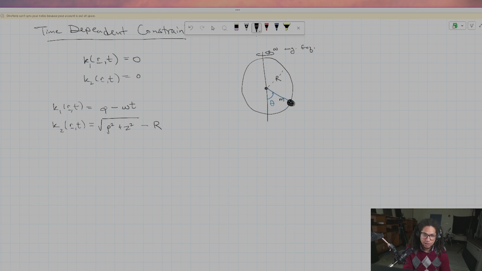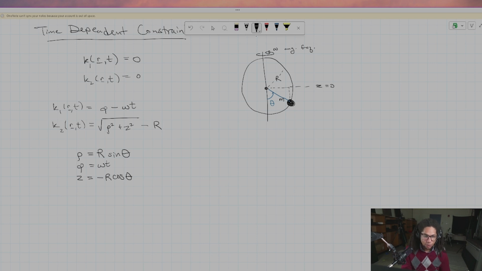Phi is easy because that doesn't depend on our generalized coordinate at all. It's just omega t. On the other hand, rho is equal to r times what? So if this is theta, then that's our rho coordinate. And that is the sine of theta, sorry about that. And lastly, we have z, which is minus r times the cosine of theta, because we're going to let this be the z equals 0 point. Great.